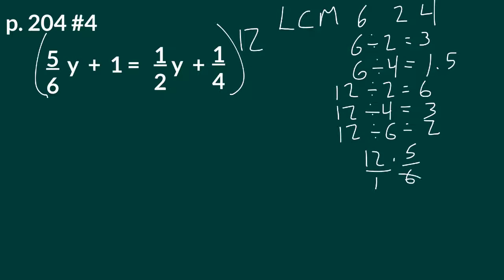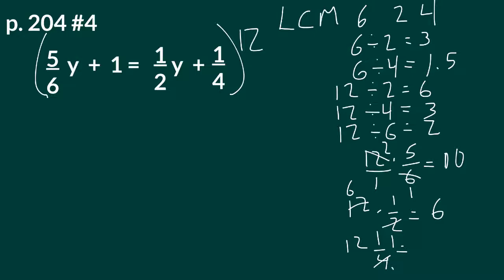We do some cross canceling. 6 goes into 6 once, it goes into 12 twice. That gives you a 10. 12 times 1/2: 2 goes into 2 once, goes into 12 6 times. That's going to give you 6. 12 times the 1/4, we do the cross canceling. 4 goes into 4 once, goes into 12 3 times. We end up with a 3. I did this because over here we're going to be multiplying by those fractions.